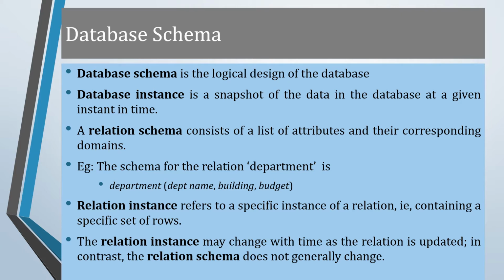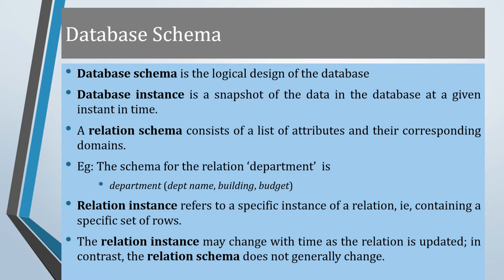Then the term relation schema. The relation schema, as you know, represents the design, right? So relation schema represents the design or the structure of the relation, the structure of the table. So the table consists of a list of attributes, right? So the relation schema consists of a list of attributes and their corresponding domains. For example, the relation department with the attributes can be represented as department in bracket, the list of attributes: department name, building, budget. So that's the relation schema. So it represents the list of attributes along with the relation name.